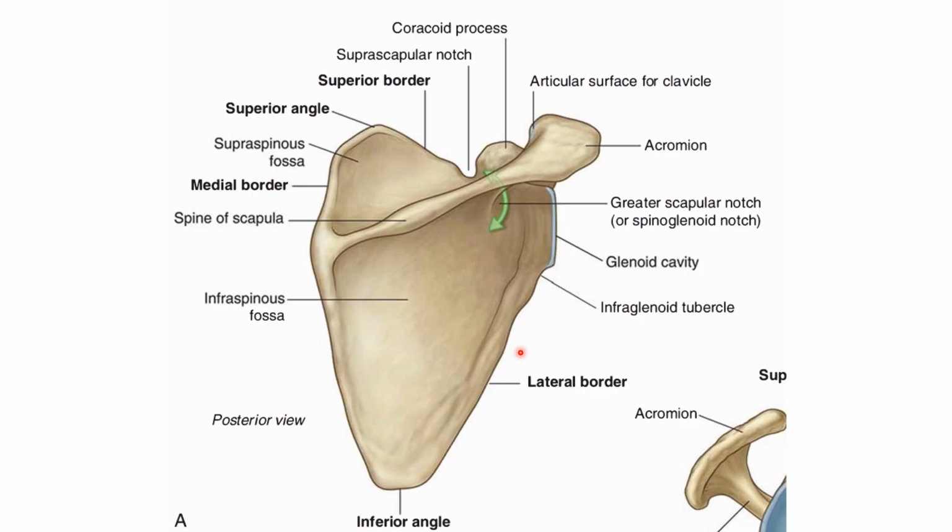So in terms of borders, we have 3 borders: the lateral border, the medial border, and the superior border. In terms of angles, we have the superior angle, the inferior angle, and also the lateral angle at this point. Then in terms of the processes, this diagram shows the coracoid process and the acromion process.